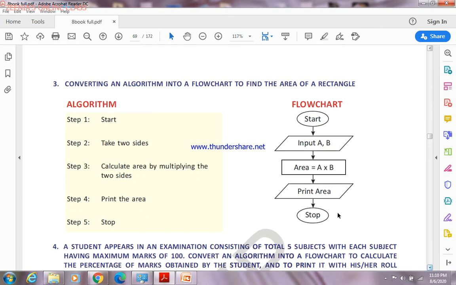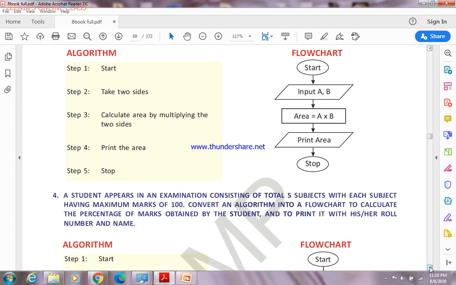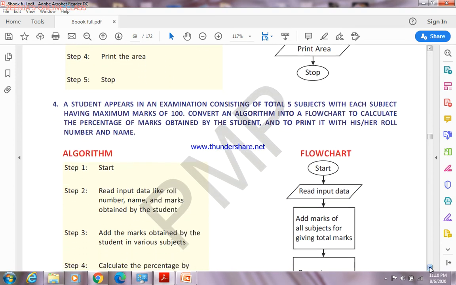And now again another example, to find out the area of a rectangle. Rectangle area is length into breadth. That means we have to multiply length into breadth. So first step is start, then again input A and B, or you can take L and B, length and breadth, any variable. You will put it in this parallelogram because it is an input. Then the formula is to be put in a rectangle box, that is area equals A into B. Then again a parallelogram for printing, for showing the output, and last is stop, that is an oval. So it is telling you that flowchart is just a diagrammatical representation of an algorithm.